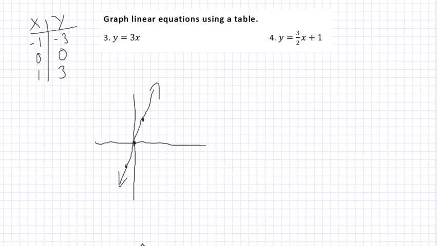y equals 3/2 x plus 1. So I'm going to start by building a table. And again, since I have a fraction with a denominator that's multiplying by x, I'm going to use that denominator of 2 and use that as what I want my numbers to be multiples of. So instead of using, like on this left example, -1, 0, and 1, over here, I'm going to use -2, 0, and 2. So then 0 times it plus 1 gives me 1.